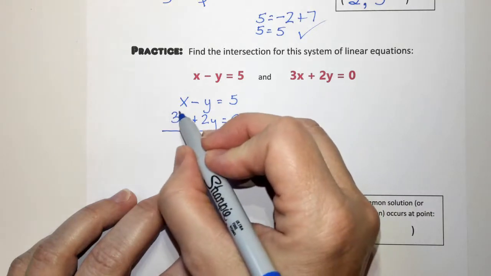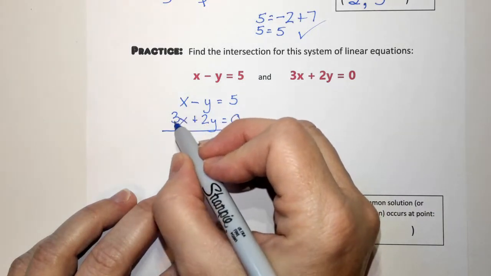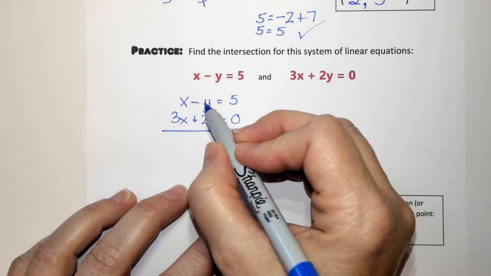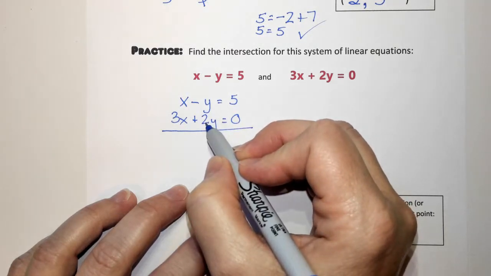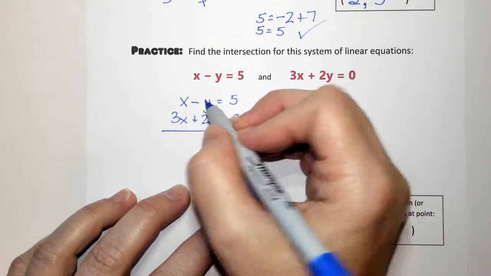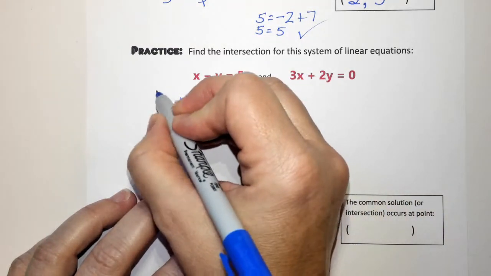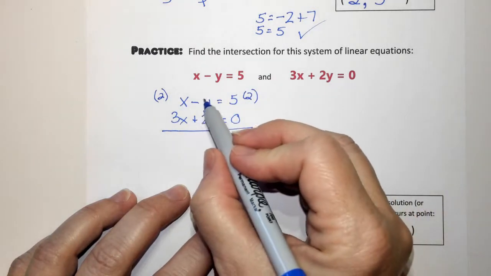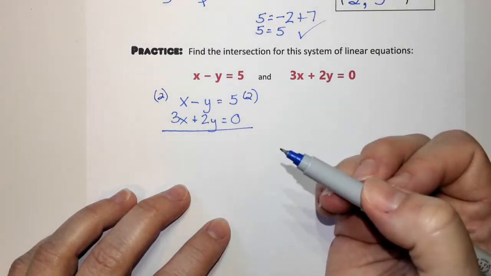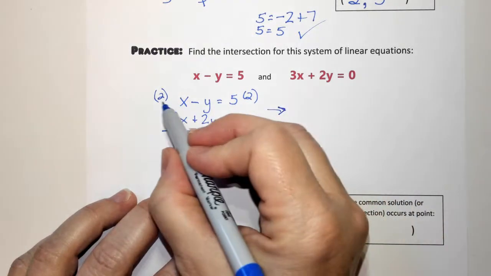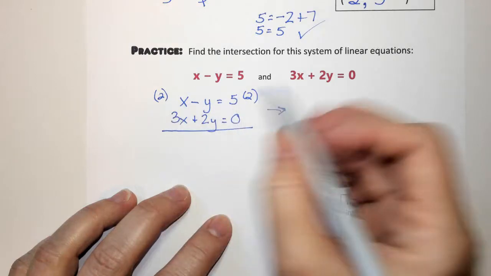I could multiply this equation by 3, or I could multiply this equation by 2. And I hope you can see why I should pick this one here. Right now I have a negative y. If I multiply the whole equation by 2 on both sides, this will become a negative 2y. And then I can just add, can't I? Let's go ahead and do that. Bring it over here. Multiply 2 by this entire equation here.